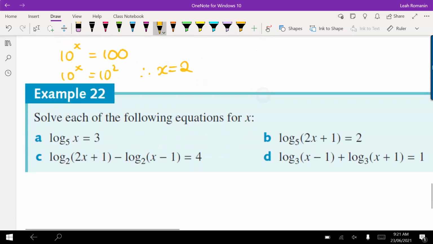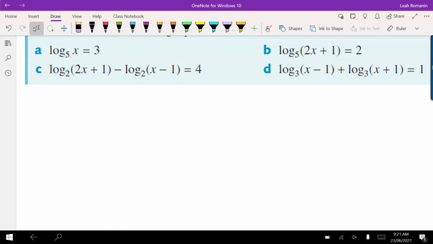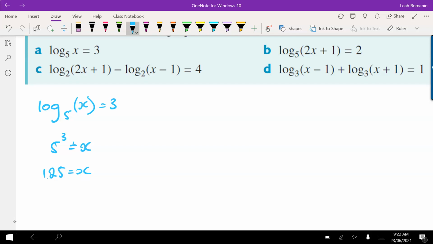Okay, now each of these are a little more complicated. We're stepping it up. So with the first one, we're still switching back between our exponential form. This is still to get us started. So instead of having log 5 of x is equal to 3, I'm going to have 5 to the power of 3, because remember the number that it's equal to is the power, is equal to x. Now 5 to the power of 3 is 125, so 125 is equal to x. So that one's not too bad, just a little bit different from the examples we've been doing.